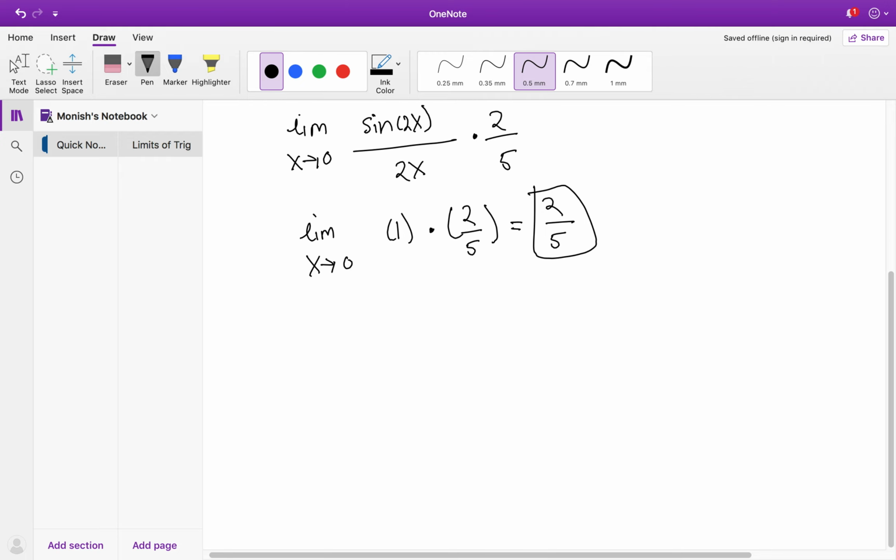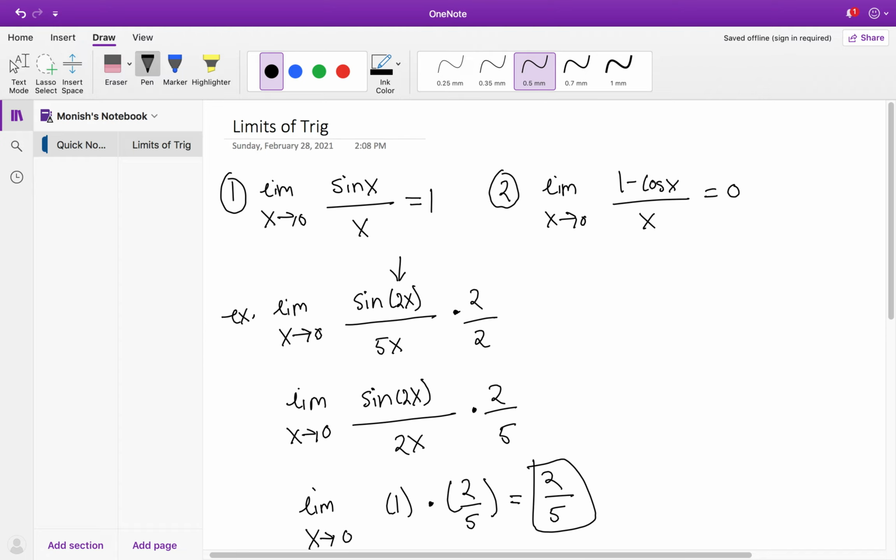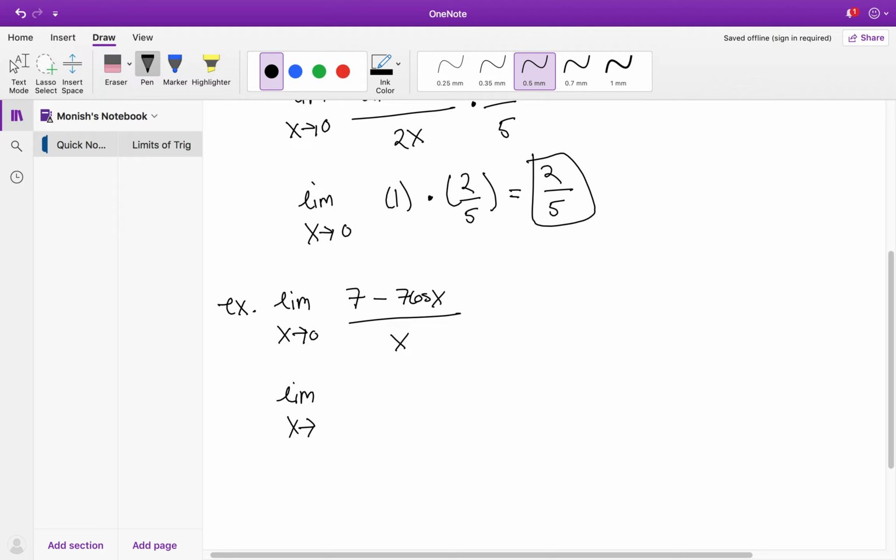Another example you could have is the limit as x approaches 0 of 7 minus 7 cosine of x over x. This is a pretty easy example, but the idea is just so that we make it look similar to how we had our rule up here, the 1 minus cosine x over x. And so this one's pretty easy.